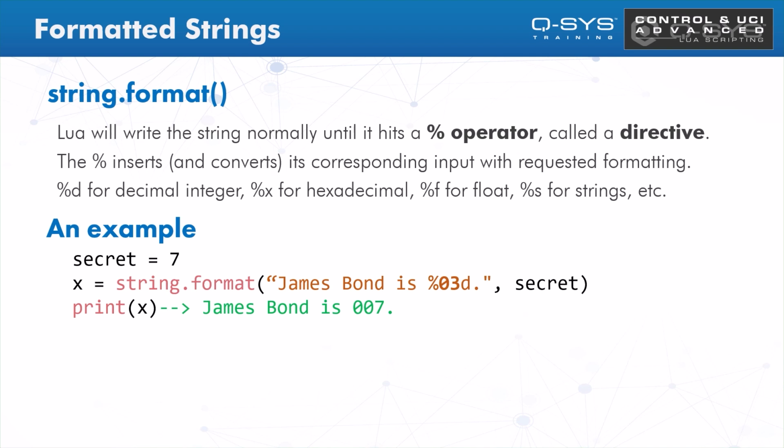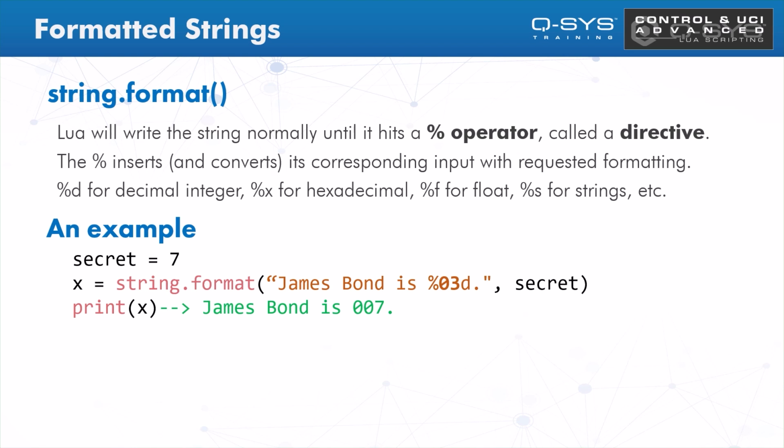The example takes a variable named secret. It is assigned the number 7. And we are going to use string.format on the string of James Bond is %03d. And then we're going to pass in secret. So what Lua does is it prints out James, prints out Bond, prints out is, just easy peasy, right? It's a string, no problem.